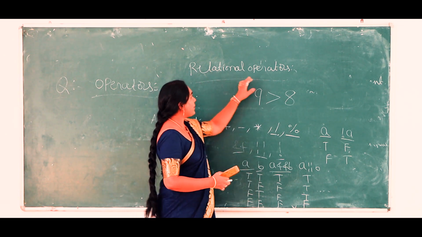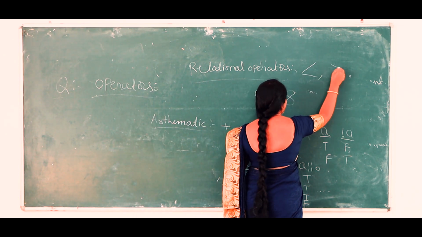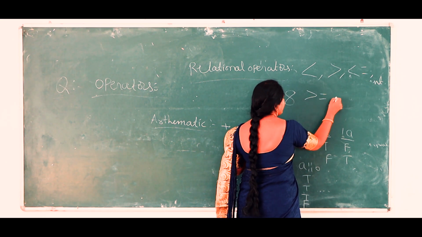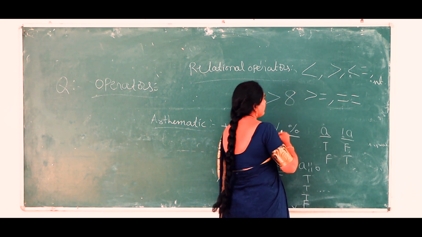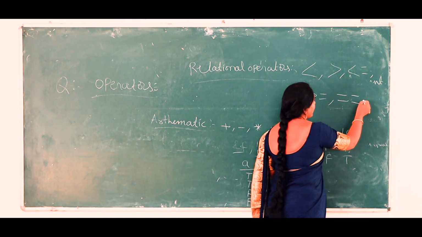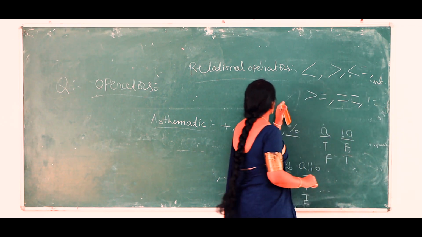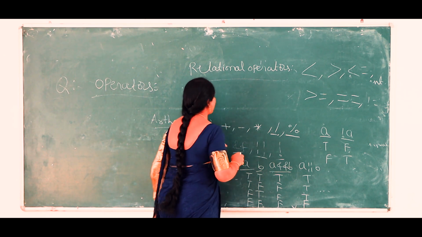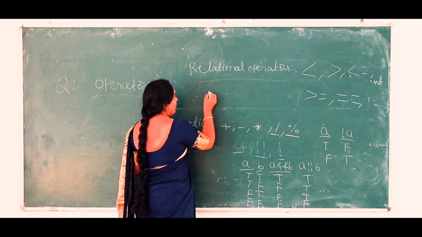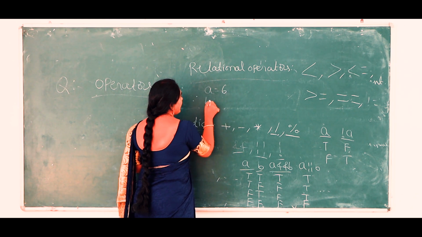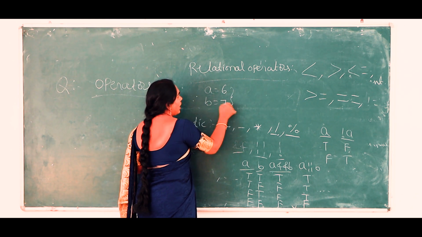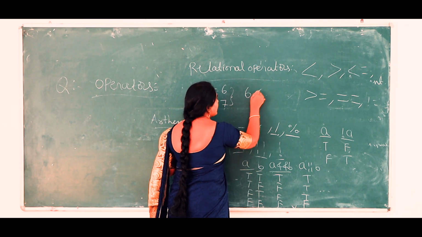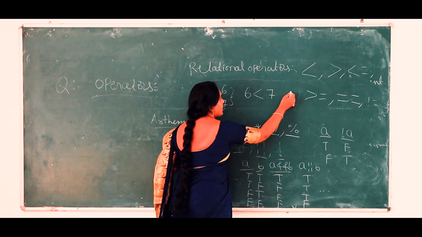Here the relational operators are nothing but less than, greater than, less than or equal to, greater than or equal to, double equal to, and not equal to. These all are called the relational operators. We know very well where we are using these operators. If A is equal to 6, B is equal to 7, how can we represent this? 6 is less than 7. Yes, it gives the answer true.